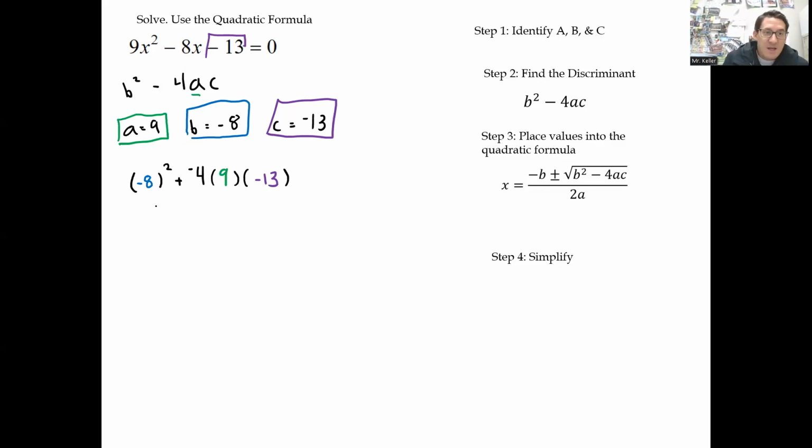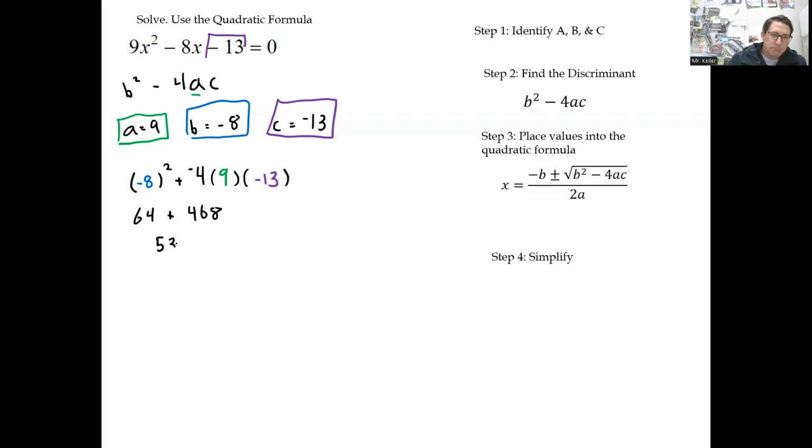-8 squared is 64 plus -4 times 9 times -13. That comes out to 468. And then add that together, you get 532.